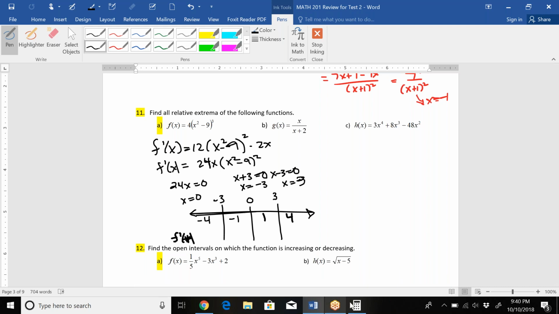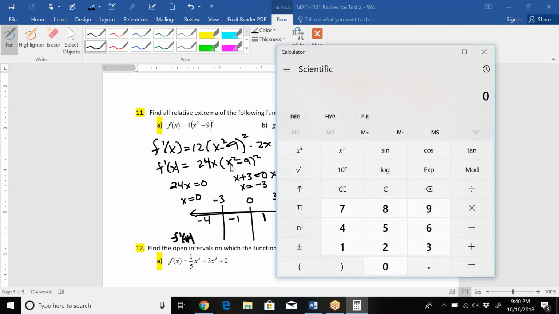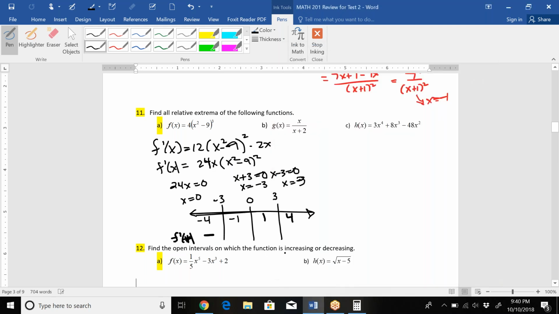1 and maybe +4. Plug those into our first derivative. So go back up here. I would probably plug it into this one. If you need to, just plug it into your calculator. If we square -4, that's 16, minus 9 is 7. 7 squared is 49. Then we times it by the 24 and by the -4. That ends up being a negative overall. So this region is negative.